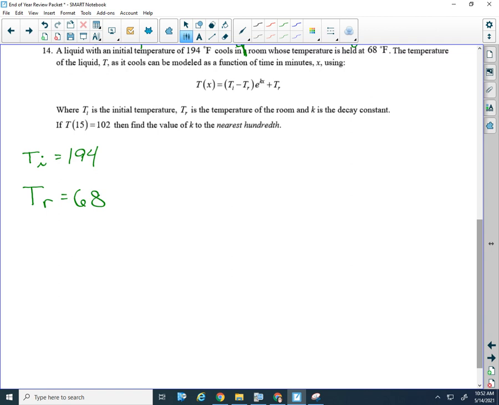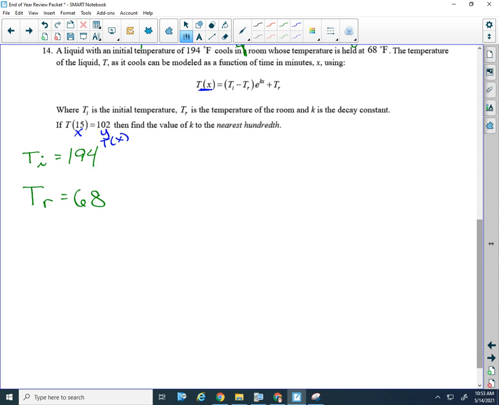The temperature of the liquid T as it cools can be modeled as a function of the time in minutes. So x is minutes. T sub i is the initial temperature, T sub r is the temperature of the room, and k is the decay constant. If T of 15 equals 102, find the value of k. So this goes back to functions. This is our x value, and this is our y value, but in this case, T of x represents y.